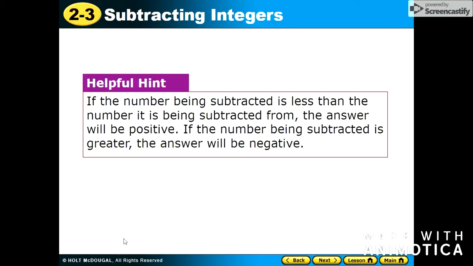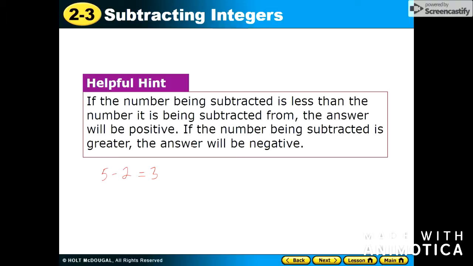Okay, moving on to the helpful hint, it says if the number being subtracted is less than the number it's being subtracted from, the answer will be positive. So that would be like a situation if we had like 5 minus 2. If the number being subtracted, so 2, is less than the number being subtracted from, so 2 is less than 5, your answer is positive. Yeah, 5 minus 2, we know that's 3.